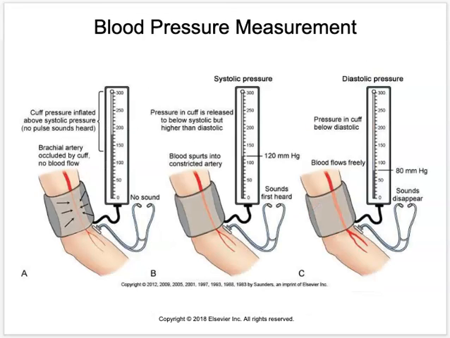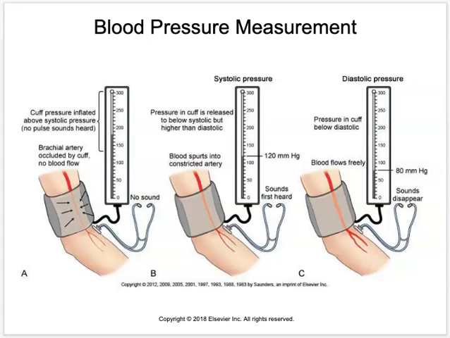So if we look at our blood pressure measurement, this picture shows the 3 steps in measurement of blood pressure with a sphygmomanometer. Picture A shows blood flow to the brachial artery is cut off. That's when we pump up the cuff. B shows when the pressure is released to below the systolic pressure but higher than the diastolic pressure.